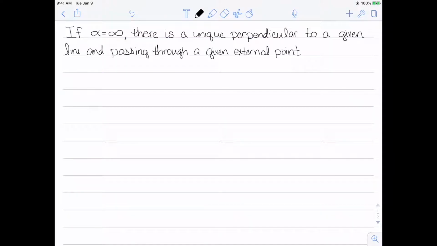Now that we have the uniqueness of perpendiculars, I want to give some results of this. The first: if alpha is equal to infinity, so we actually do not have a bounded distance, distance can be as big as we want it to be, then there is a unique perpendicular to a given line and passing through a given external point. We don't have that weird case where there are infinitely many perpendiculars, so perpendiculars will always be unique in that case.